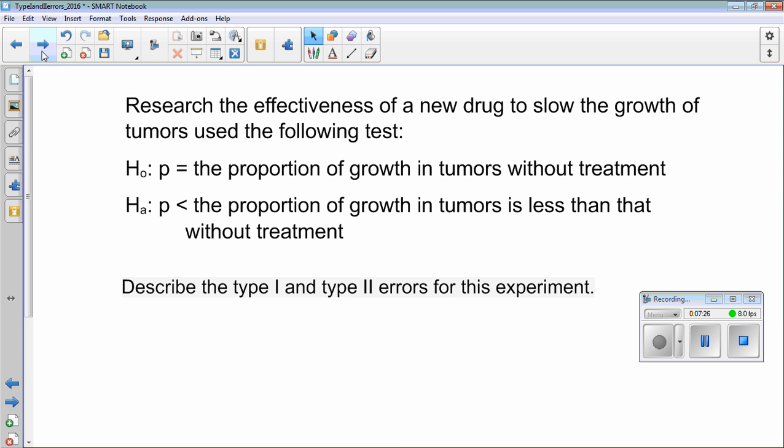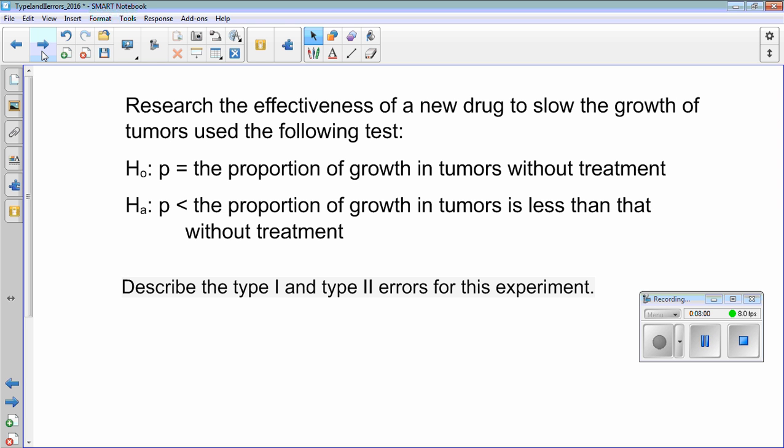So here is a situation. I'm trying to figure out the effectiveness of a new drug, and this drug is going to slow down the growth of some existing tumors, okay? The null hypothesis is always an equal statement, okay? The proportion of growth without treatment is the same as with treatment. What is the null saying? That the treatment didn't change the growth of tumors. Would you agree? The proportion's the same.